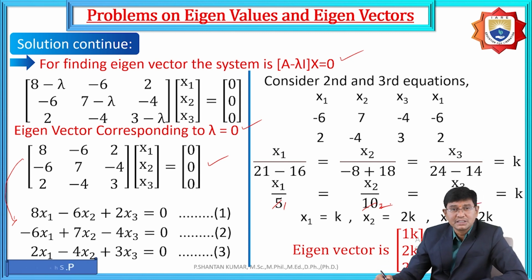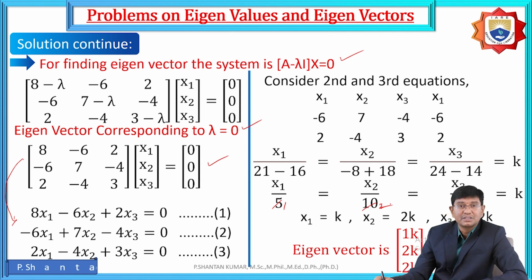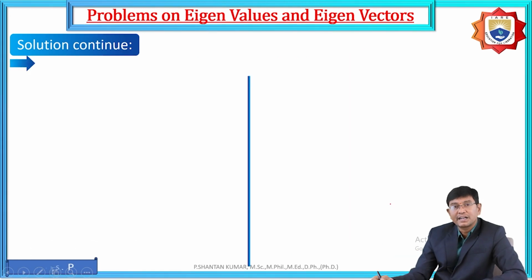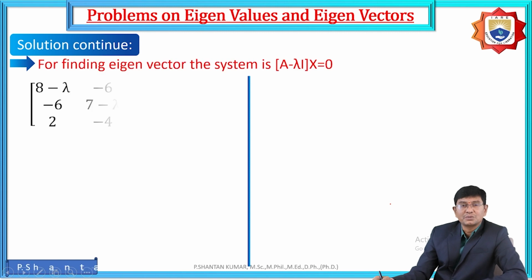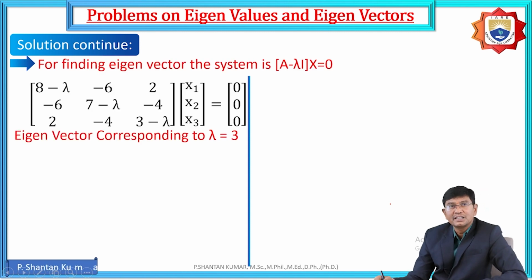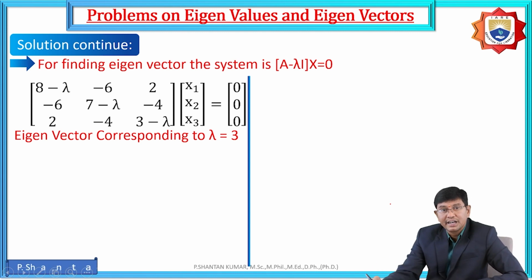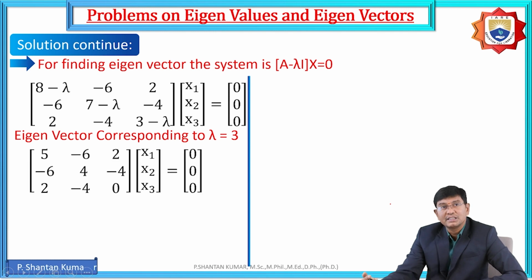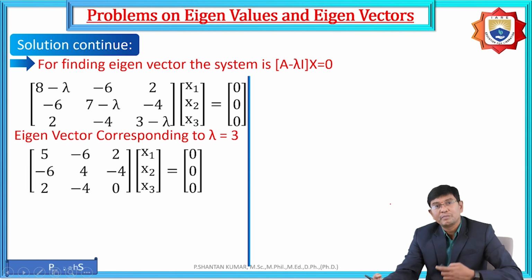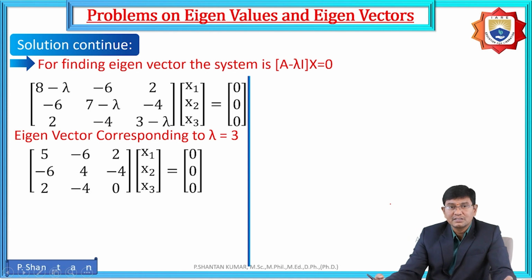In the same way, we need to find it for lambda equal to 3 and lambda equal to 15. For the second eigenvector, lambda is equal to 3. Here we replace lambda equal to 3 in 8 minus lambda, 7 minus lambda and 3 minus lambda. The matrix is reduced to 5, minus 6, 2; minus 6, 4, minus 4; 2, minus 4, 0, and x1, x2, x3 is equal to 0, 0, 0.